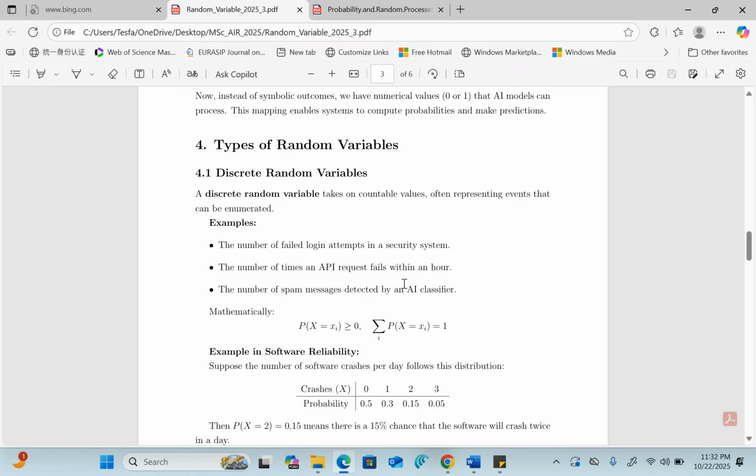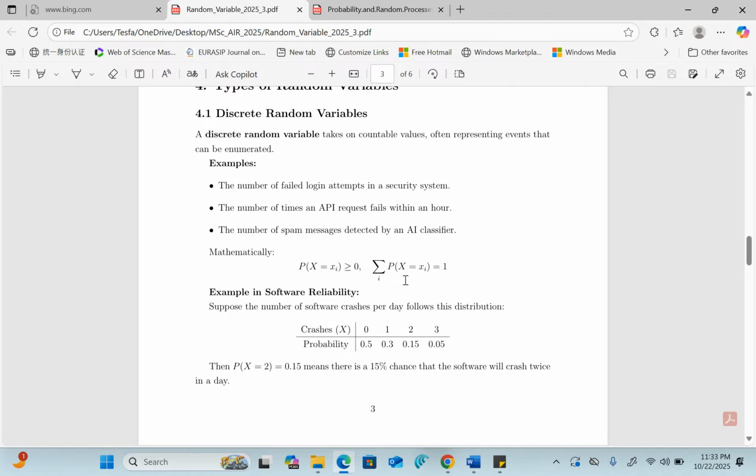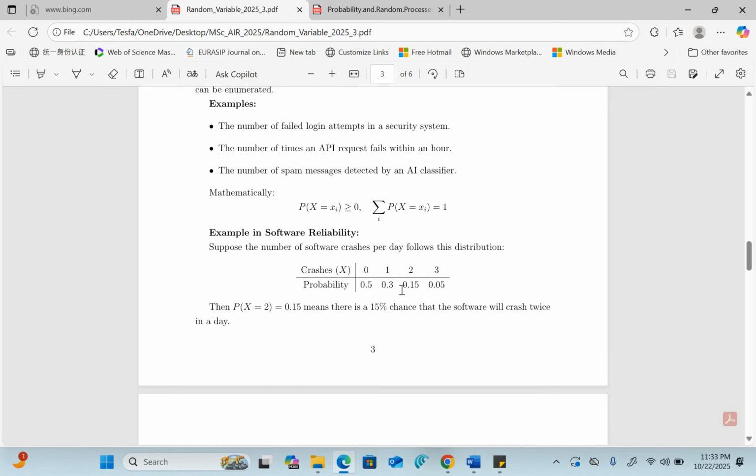The number of times an API request fails within an hour. So the number of requests in this case is a discrete random variable because it assumes a countable value in a given range. Then another example is the number of spam messages detected by an AI classifier. Again, this is a discrete random variable, where mathematically they should satisfy the probability of X greater than or equal to 0, that is the non-negative property, and the total of the probability under that experiment should sum up to 1.